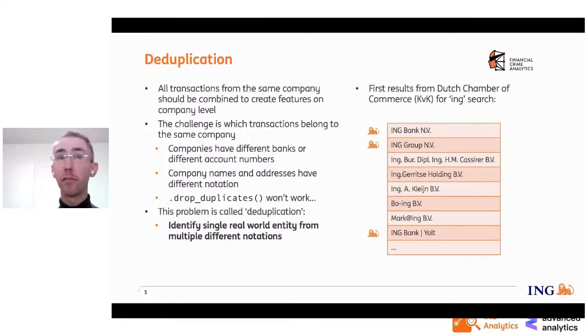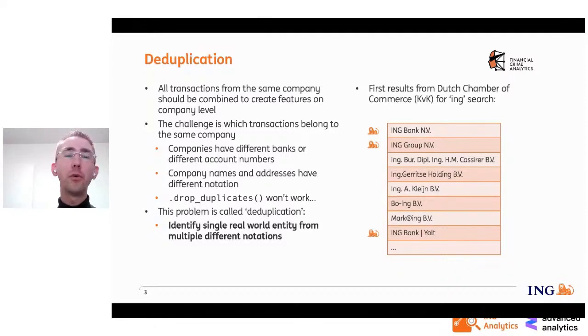Companies can have different banks, different bank account numbers, but most importantly, the company names and the addresses can have different notations. So a simple drop duplicates would not work. And this is called deduplication. So the challenge is to identify a single real world entity from multiple different notations.